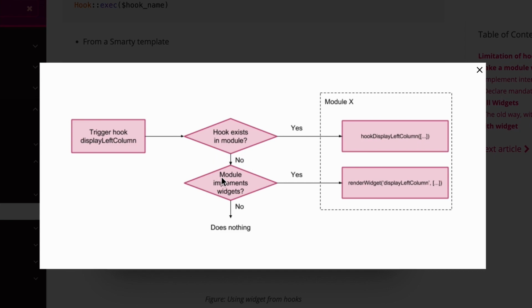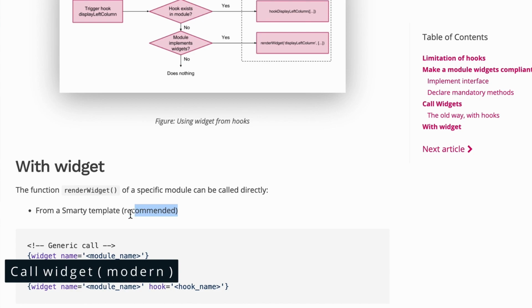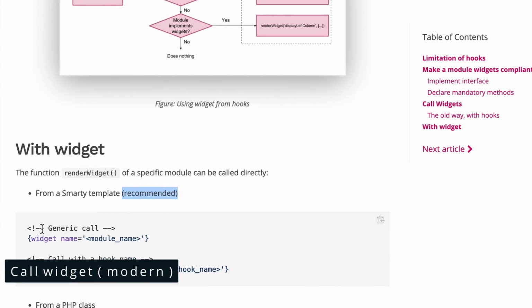If it's a no here, then let's say our module does implement the widget API. If it's a yes, then we will be executing this render widget method with the hook display left column and with the parameters that we need to pass to our template, and the content will be rendered from there. And if it's a no, then we do nothing, simply because we don't have the old school hook and we don't have the widget. We simply do nothing.